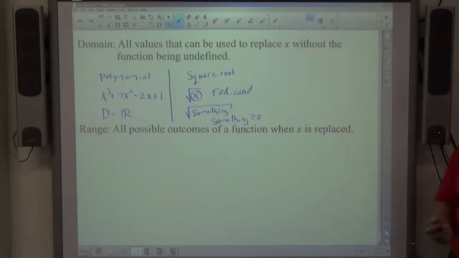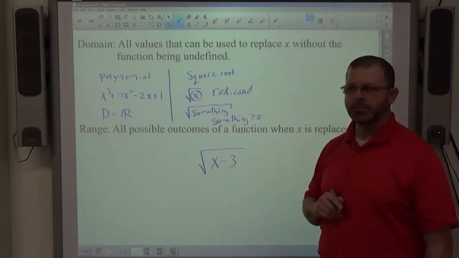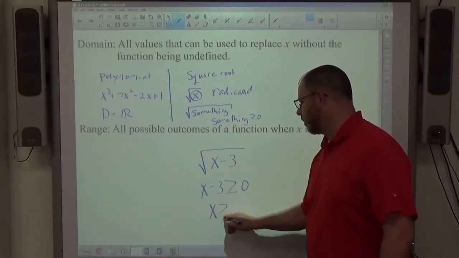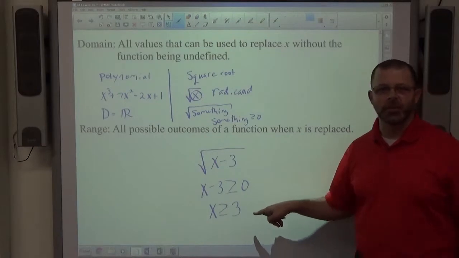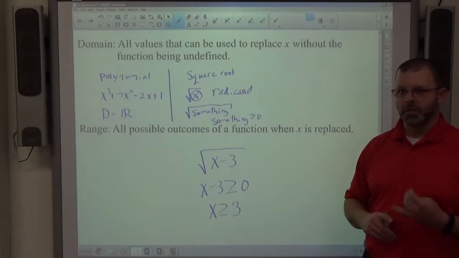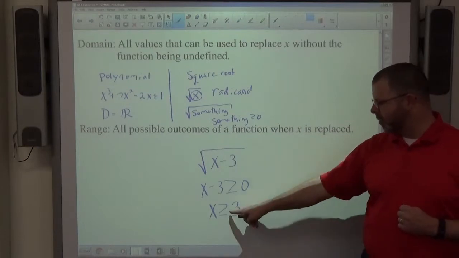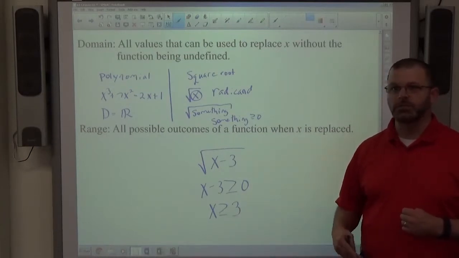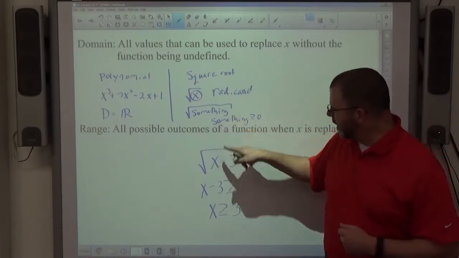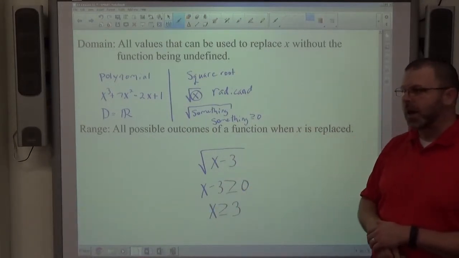For example, square root of x minus 3. If I'm doing that problem, I know x minus 3 must be greater than or equal to 0, so that means x must be greater than or equal to 3. Pick a number that fits that description. Let's try 3, for example. 3 minus 3 is 0, square root of 0 exists. Bigger than 3, 4. 4 minus 3 is 1, square root of 1 is 1, that exists. Pick a number that fails, something not greater than or equal to 3, 0. 0 minus 3 is negative 3, square root of negative 3 is undefined. So whatever the inside of the radical is, set it greater than or equal to 0, and that will be the domain. All right?